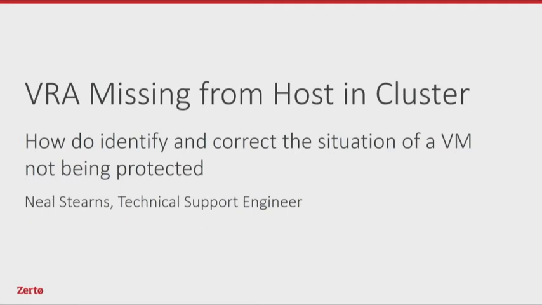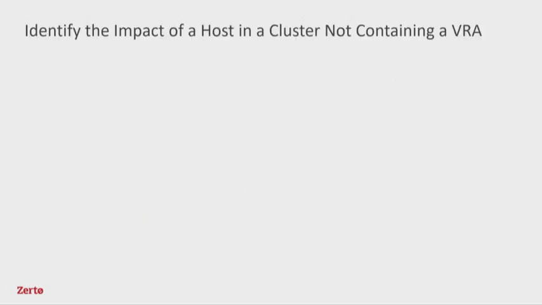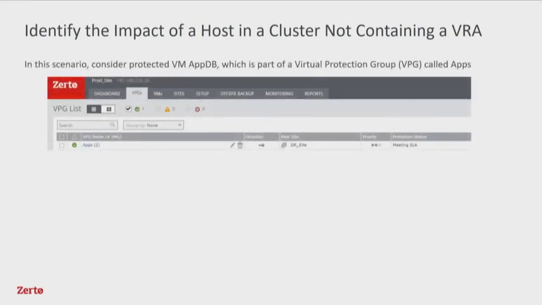I wanted to do a basic scenario for those of you who may be newer to Zerto. We're going to be seeing what it looks like in vCenter, but those of you who use Hyper-V as a source, you can imagine how this would apply there as well. So first, we're going to consider a scenario where there's a single VM which is part of a virtual protection group that's called apps.